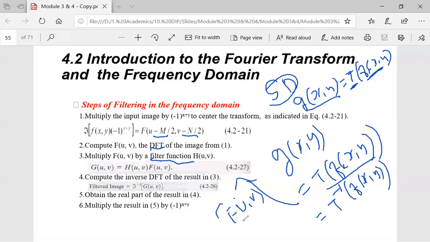So here what we are doing is F(u,v), and this T is nothing but H(u,v). T is nothing but H(u,v). Then the transformation is happening, and then the inverse transformation is happening here, that is T inverse of F(u,v). You're going to get the final result.